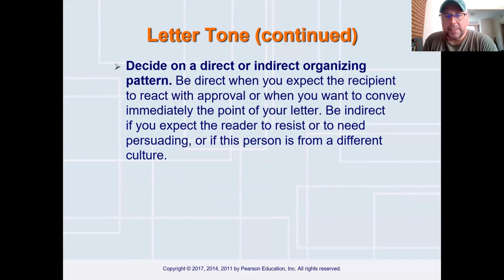Decide on a direct or indirect organizing pattern. You want to be direct when you expect the recipient to react with approval, or when you want to convey immediately the point of your letter, if you just want to get to the point. This is typically what you see in the executive world, a get to the point style. You typically want to be a little bit more indirect if you expect that reader to resist a little bit, and the reason why is because you need to soften them up a bit. You need to work at it and then say, why don't we try this kind of thing. Ultimately, though, in both directions you're still asking for some kind of call to action.